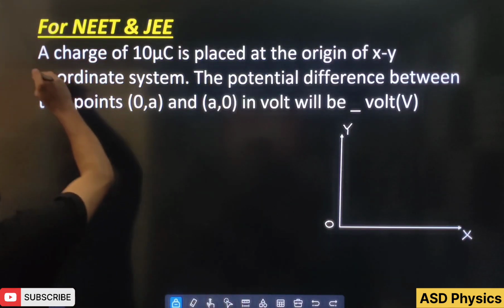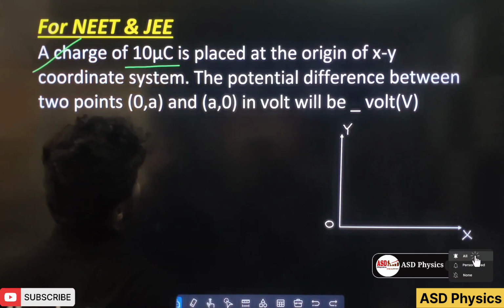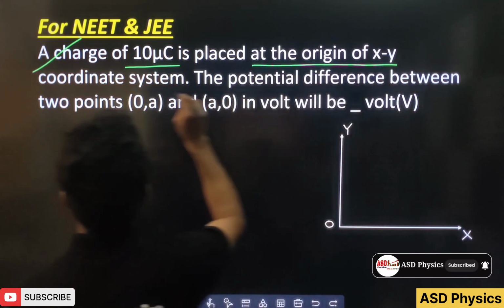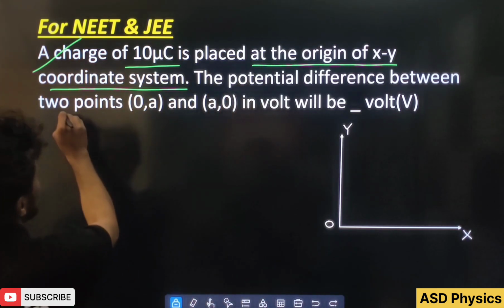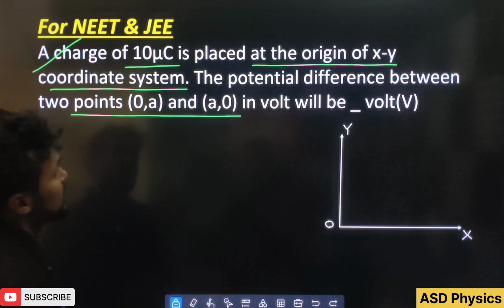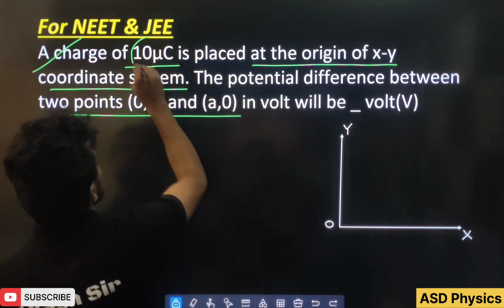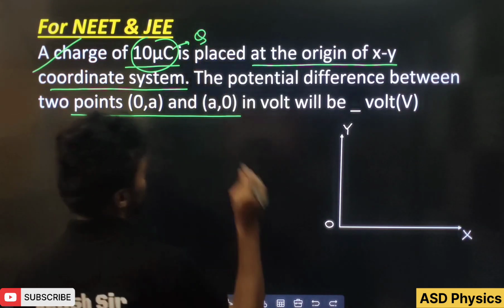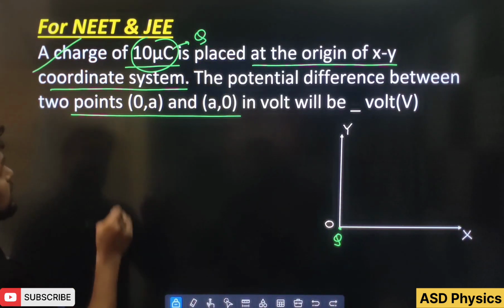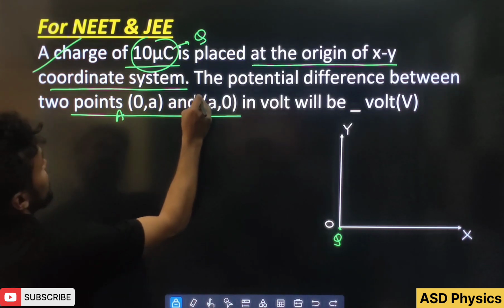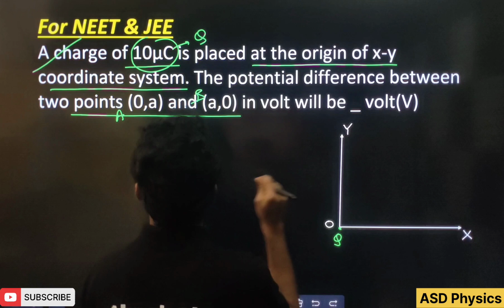Next one, students. This is also very important for NEET and JEE. Let's see. A charge of 10 microcoulomb is placed at the origin of an XY coordinate system. The potential difference between 2 points (0, A) and (A, 0) is how much in terms of volts? Let's take this charge as Q. Charge Q is at the origin. Now, let's take this point as A and this point as B. Where is point A? Point A is (0, A).